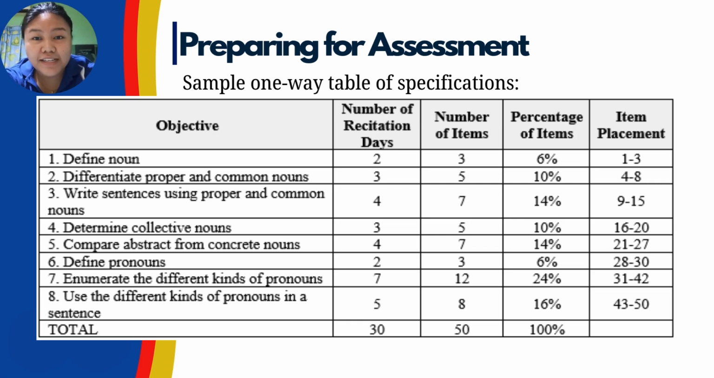So here is a sample one-way table of specifications wherein you can see the different objectives that we can find based on the following DepEd curriculum standards. Here we have the subject English because it is referring to the topic noun. So we have the objectives, the number of recitation days, the number of test items, the percentage of the items, and of course, the item placement.